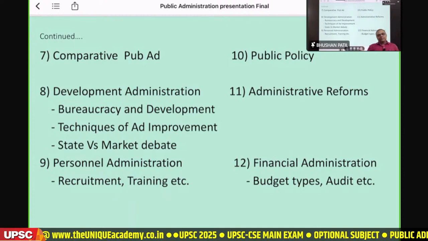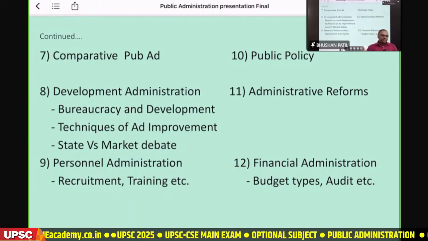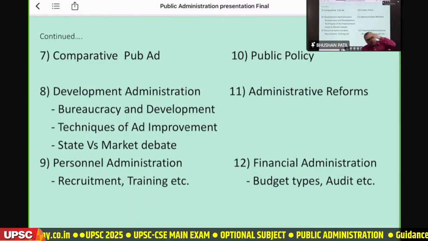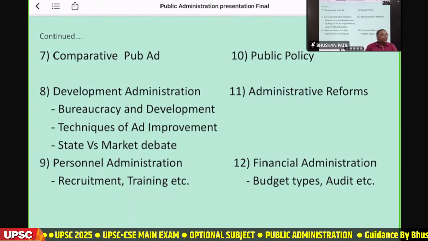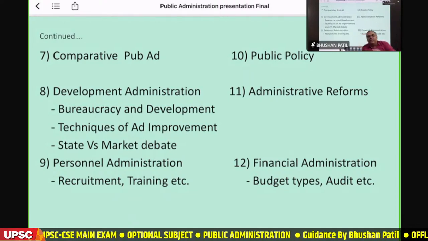And by comparison, we can find out which structures are working better there, whether it is possible to bring those structures in India, what type of administrative behavior is there, can we bring it in India.